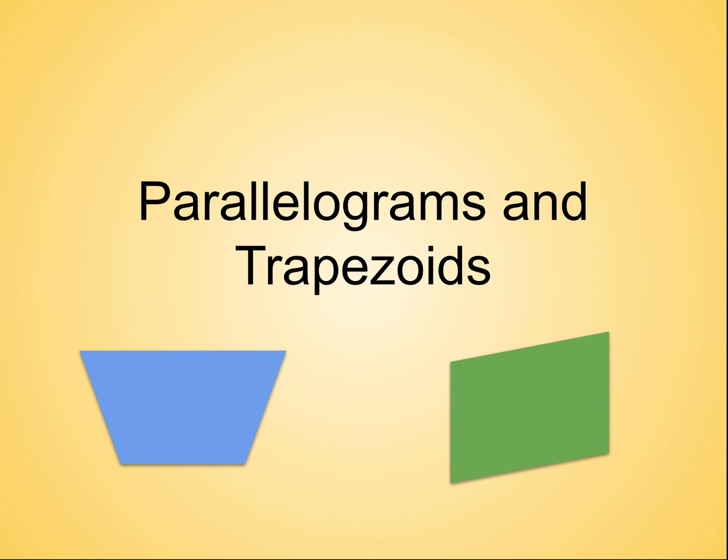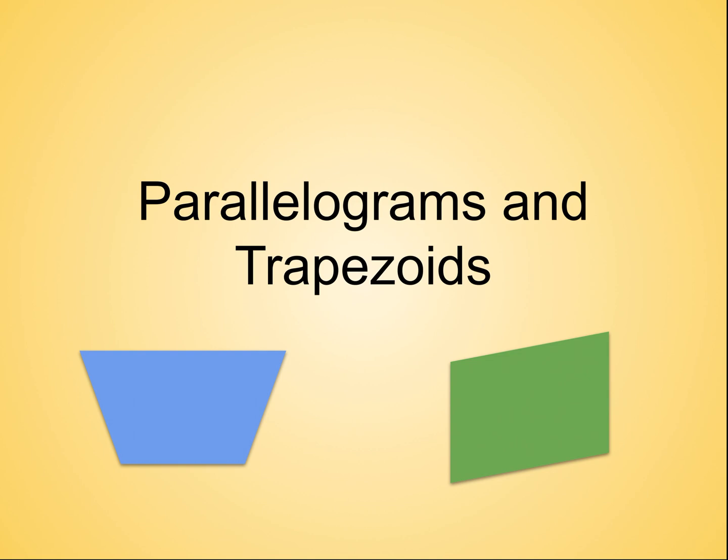We're going to do some more practice with parallelograms and trapezoids. So just to review, we have a blue trapezoid here. Notice how the top and the bottom are parallel. They're aligned, and no matter how long those two lines go, they'll never meet. But notice the left and right side of the blue trapezoid, they are not parallel. So if we were to extend those lines down, they would eventually run into each other.